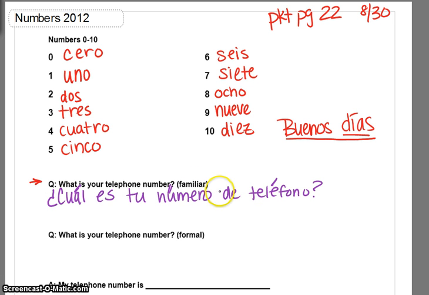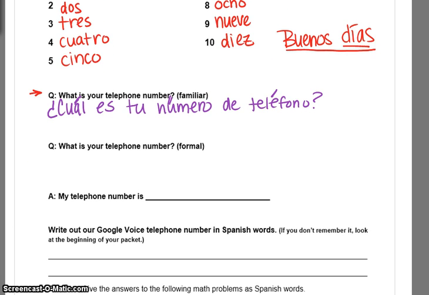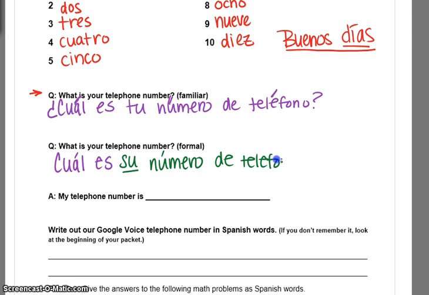Remember, this is the familiar way to ask this question, but there's also a formal way. If you want to ask formally, you only change one teeny tiny thing. ¿Cuál es su número de teléfono? Again, you still have to have the accents on teléfono, número, and cuál, and you still have to have your accent marks. Su is the only word that changes. That's the only indication that it's a formal question.